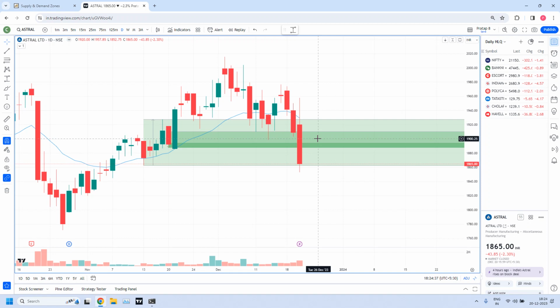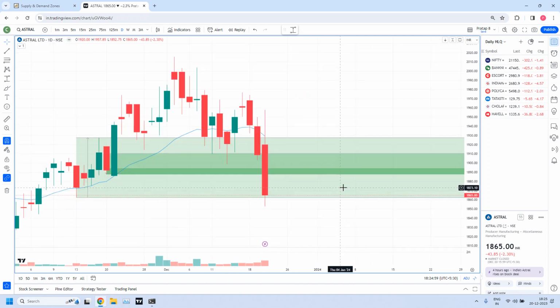But what is the mistake you are doing? You are referring to the report of the day before yesterday, or even the report from before that day. If you are referring to those reports and planning your trades, by that time the volatility conditions might have changed in that stock. When volatility conditions change, there are higher chances of failure.